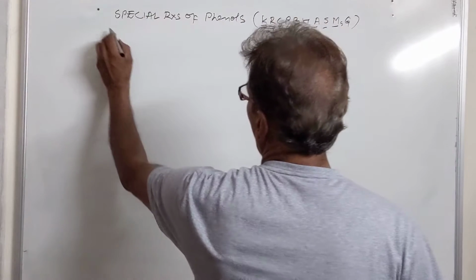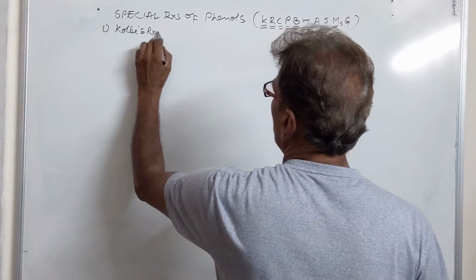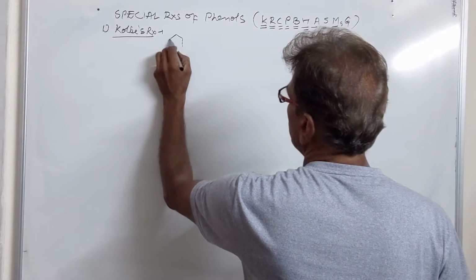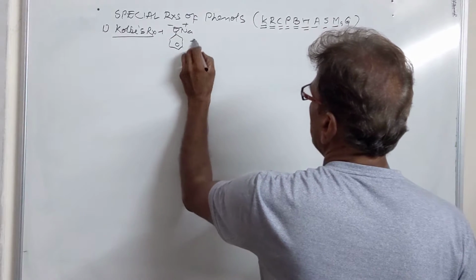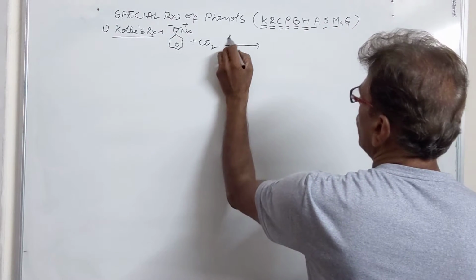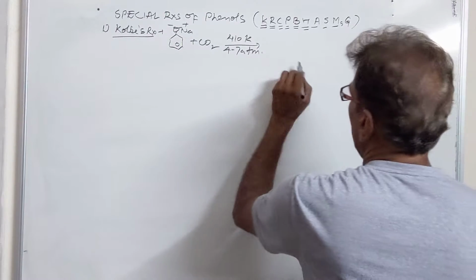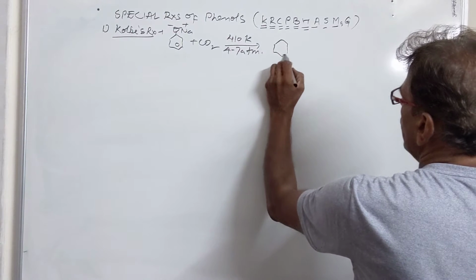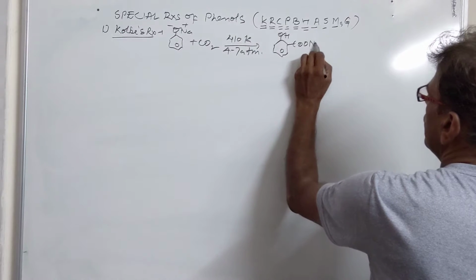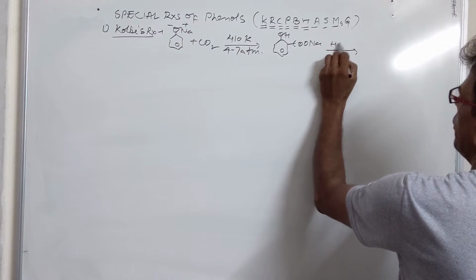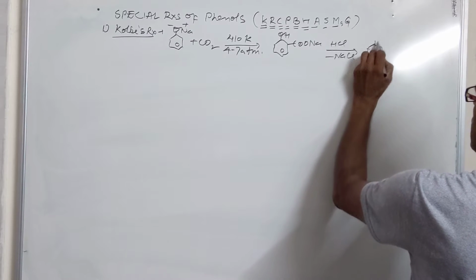First of all, we take Kolbe's reaction. In Kolbe's reaction, we take sodium phenoxide and treat it with carbon dioxide at 410 Kelvin, 4 to 7 atmospheric pressure. Carbon dioxide reacts with sodium phenate, giving you the product sodium salicylate. This sodium salicylate is treated with dilute HCl, loss of NaCl takes place, and we get salicylic acid.